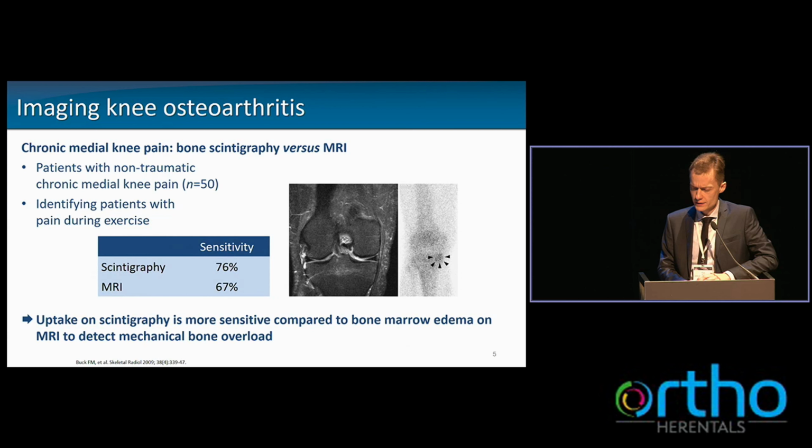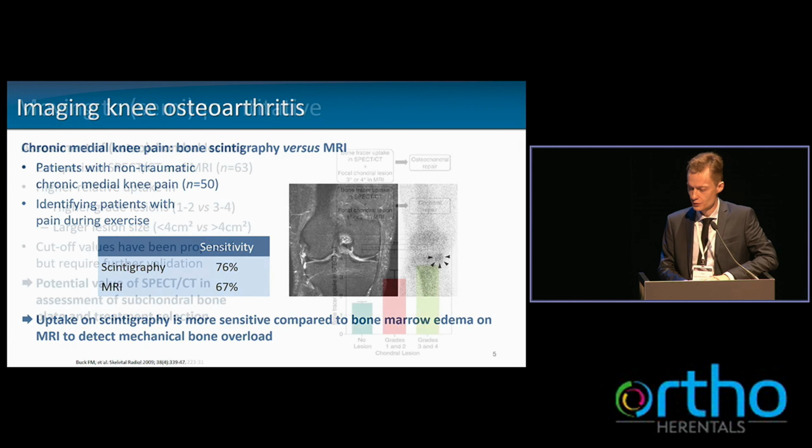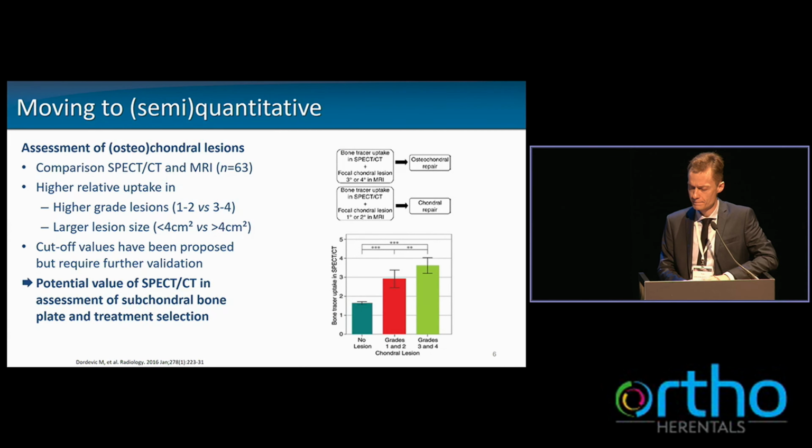And when looking at the sensitivity to identify patients who were symptomatic during exercise, you do see that uptake on scintigraphy was better at identifying these patients compared to bone marrow edema on MRI. So uptake on scintigraphy was more sensitive in this study compared to bone marrow edema to detect mechanical bone overload, and it shows that both give you separate information and cannot be interchanged with one another.